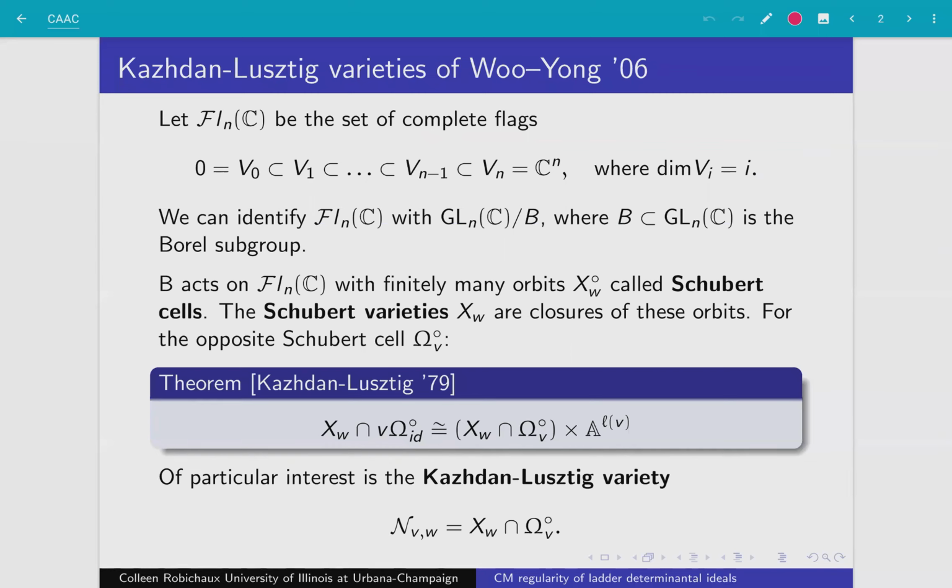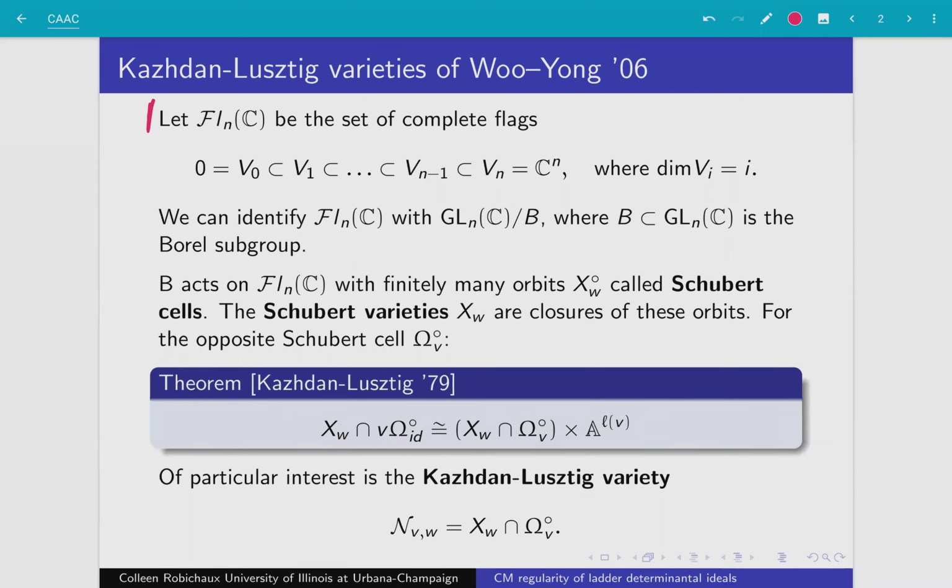And for that, we'll start with the complete flag variety. So we take all of the chains of complete flags from 0 to Cn, where at every space in the chain, for every consecutive subspaces, I want the dimension to go up by 1. And so that'll give me our complete flags.